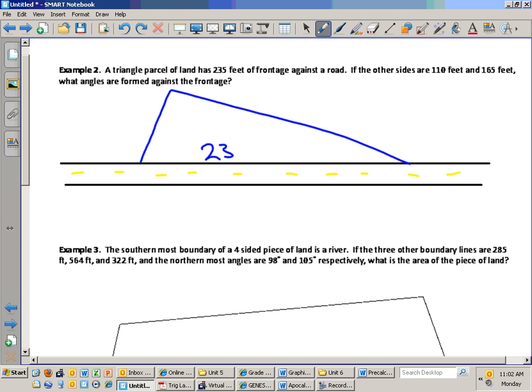235 feet of it up against the road. The other sides are 110 and 165. Question is, what are the angles? What are the angles formed against the frontage? I'll call that angle A. Call this angle B. And I'll call this angle C.